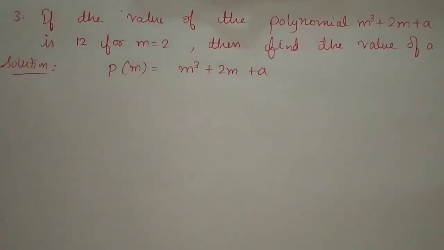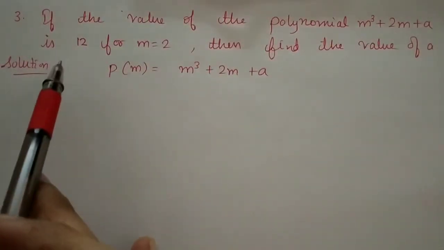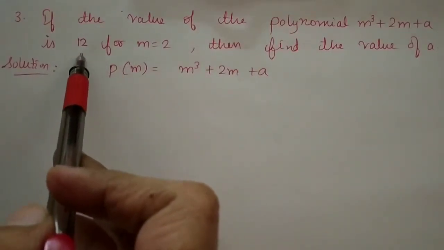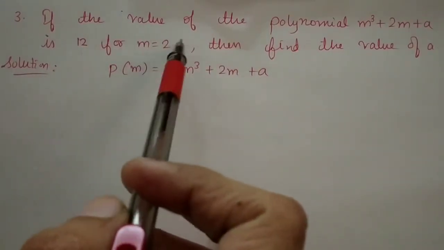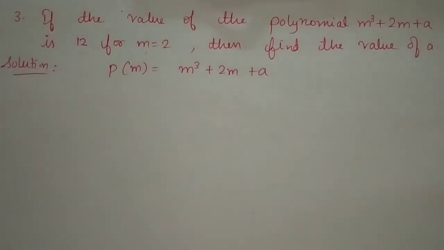Third question, if the value of polynomial is 12 for m is equal to 2, then find the value of a. Here they are not telling us to find out the answer. They have already given us the answer. See, the polynomial is this, and the value of this polynomial is 12, means answer is already given to us, and the value of m is 2. This is what they are saying. You have to find out this a. So how do we solve?